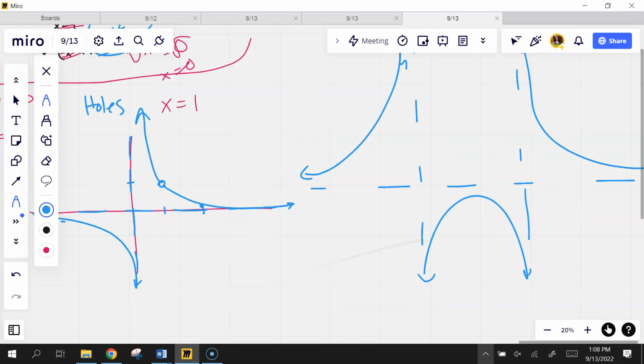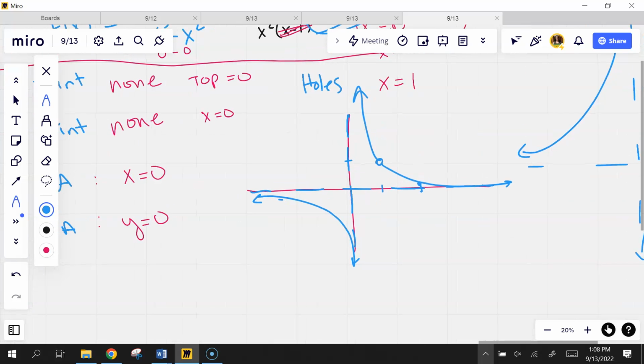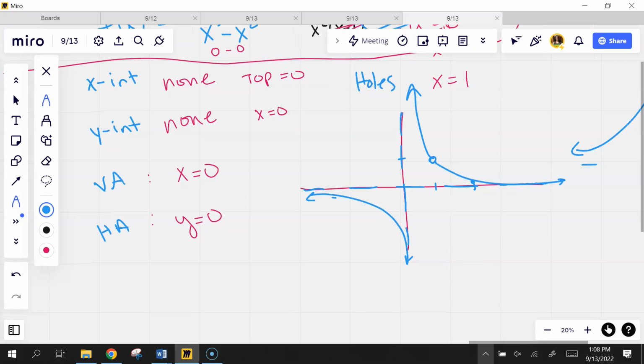What's the domain and range here on this one? You were right. How about the range? Because you got asymptotes at 0. Oh, you're right.